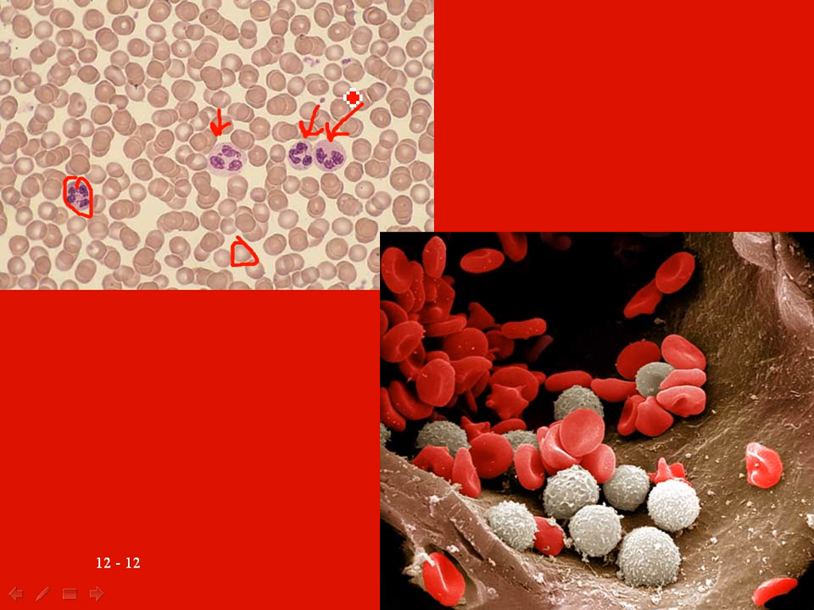Okay? Some of the other things, you can actually see a few platelets as well. See that little spot right there? There's a little spot right over here. There's another little spot up here. Those are platelets. Like we said, platelets are cell fragments.